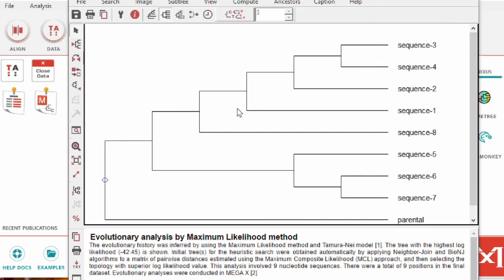In the next session, the last section of this lecture, I will show you how this machinery of phylogenetic analysis can be applied to the problem of the origin of coronavirus.